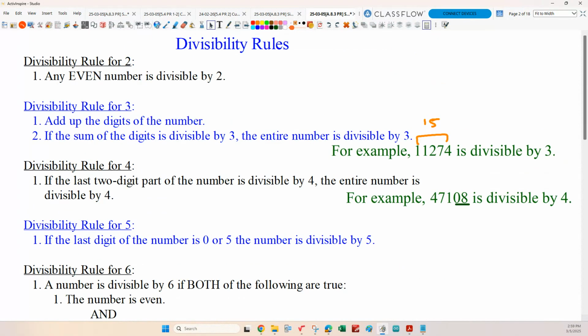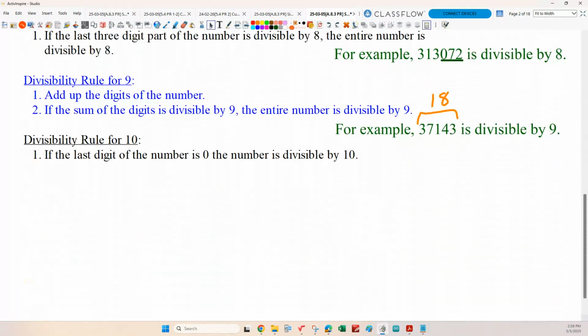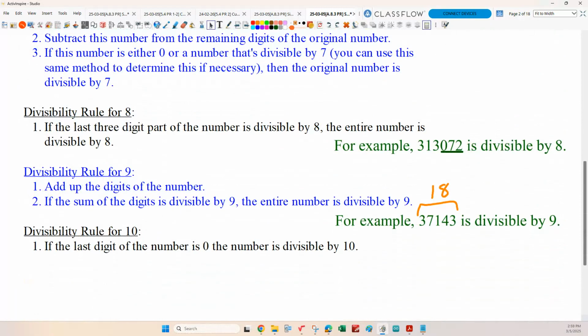And then you have a similar rule for 8s. If you have a really big number, if the final 3 digits are divisible by 8, then the whole big number is divisible by 8. So 313,072, because the last 3 digits are just 72, because 72 is divisible by 8, the whole thing is, okay?